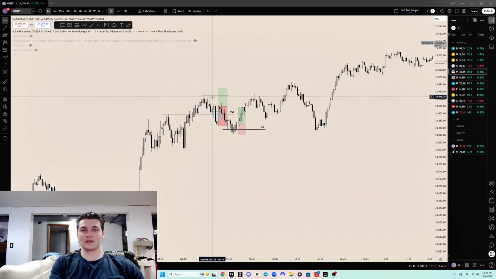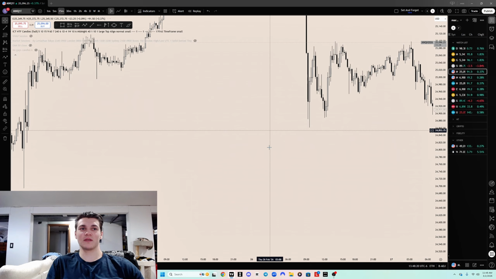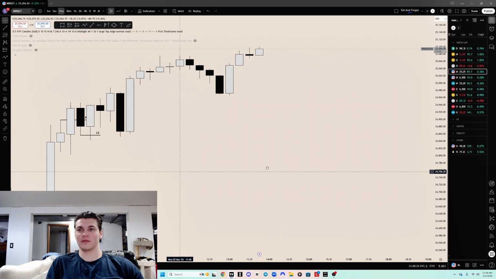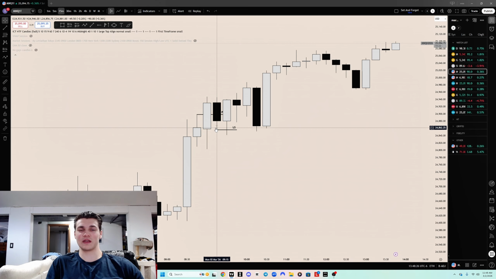Let me get rid of these. And then, yeah, this is where you want to see price continue to go to, is that draw on liquidity, like I said. But then that candle closed, we ended up losing that trade, and then that candle ended up closing like this, still inside that bullish range.